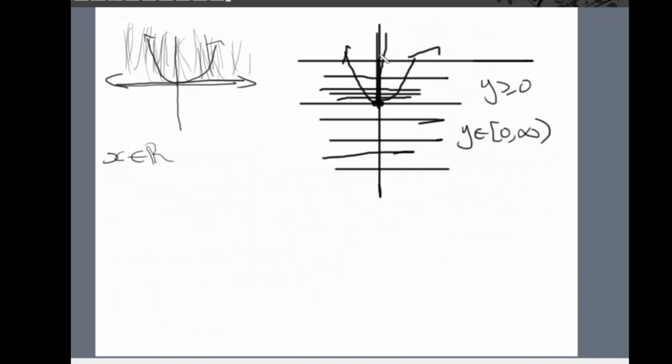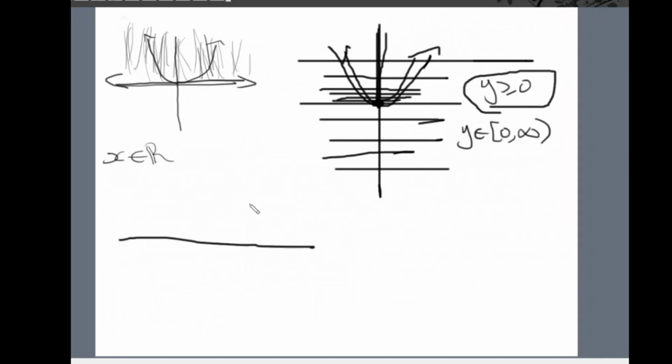When you think about the range, we think about the y-axis, right? And then drawing horizontal lines, they only cross the graph up until this point. It means the graph exists from here going up, but below the x-axis it doesn't exist. So that's why we say our range is y is greater than or equal to 0, right?